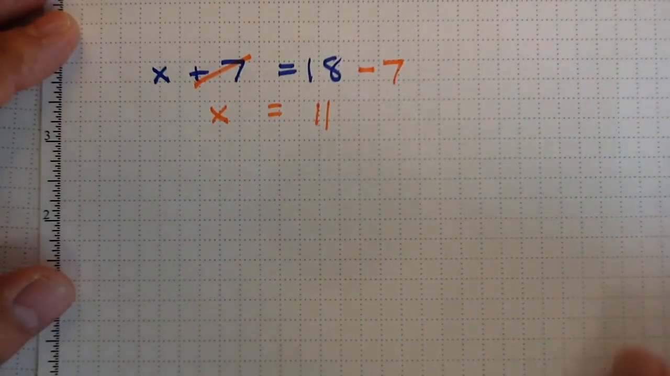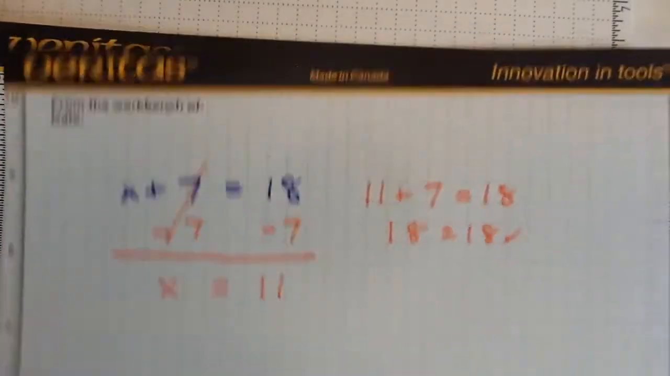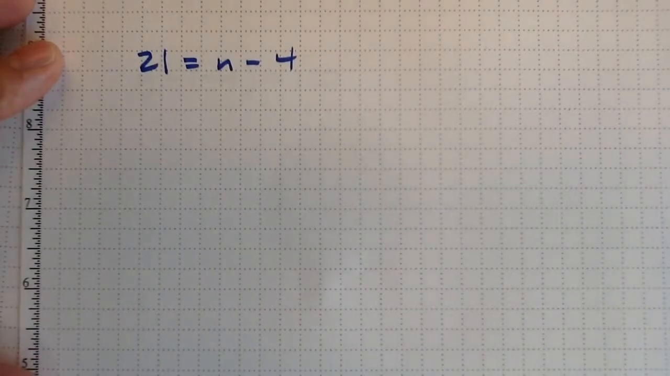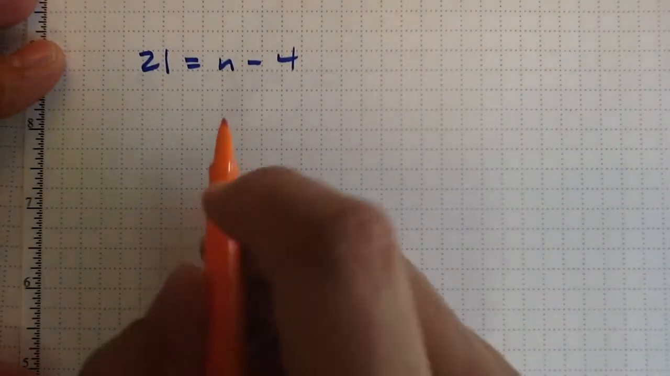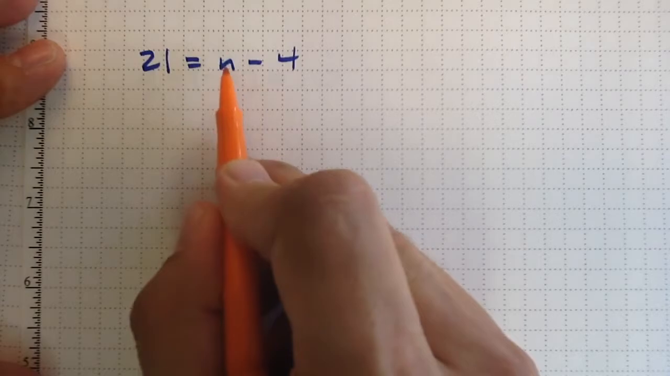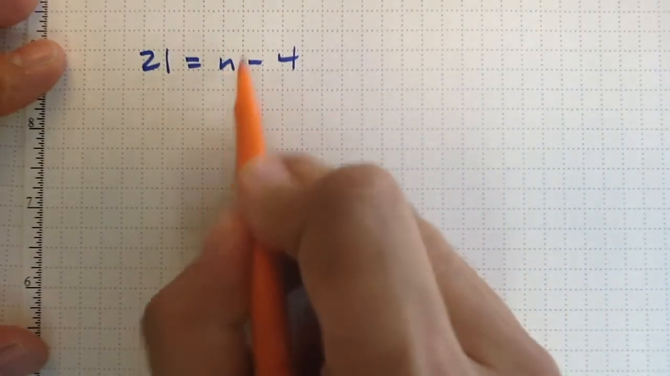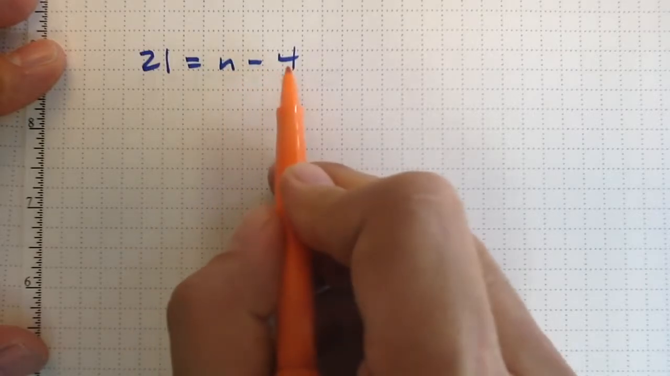All right, so two different ways to show your work. Let's see that again on a different problem. Here's another one. 21 equals n minus 4. Now, this sometimes throws people because this time n, the variable we're solving for, is on the right side. But that doesn't matter. All we care about is we're trying to get n by itself. So I need to get rid of this minus 4.